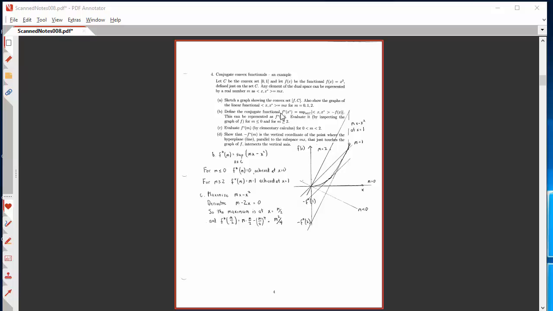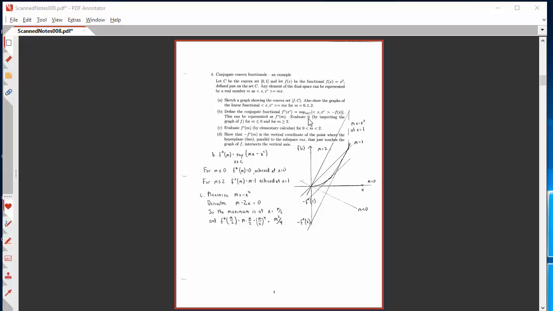Now I'm going to define the conjugate functional. This is a functional on the dual space. It will be a function of x star, but that means as a practical matter, it will be a function of the slope m. And the definition of this is it's the supremum of the difference between the linear functional in the dual space and the function f of x that we started with. And what makes this interesting is that the supremum is taken just over the set C. And as often happens in this course, the supremum will frequently occur at the endpoints.